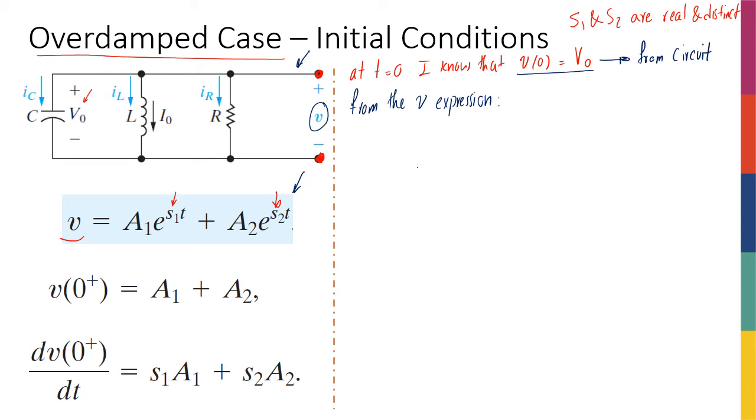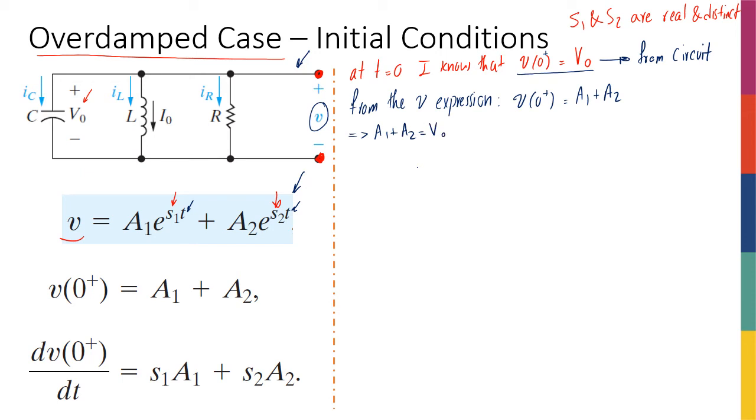I know that I can actually put t equal to 0 and find v at 0. So v at 0, and I'm talking about 0 plus, right after the switching happened, is basically e to the power of 0, which is 1 for both of these terms. So I'm just going to get A1 plus A2. Therefore, I can say that A1 plus A2 is going to be equal to V naught.